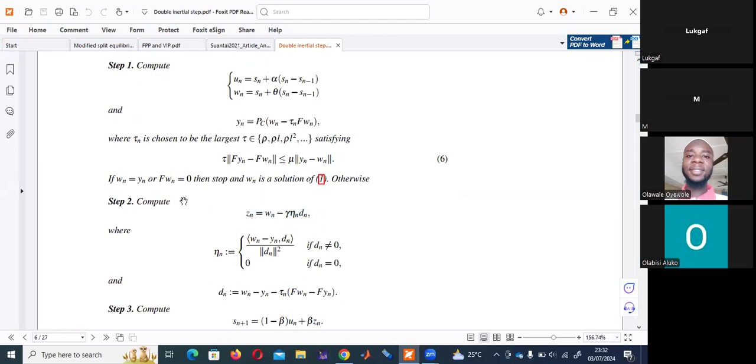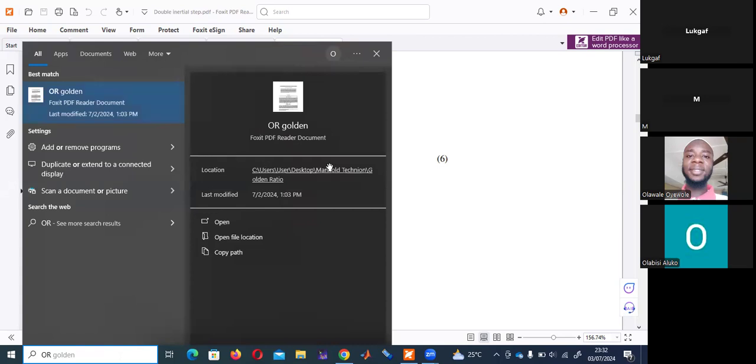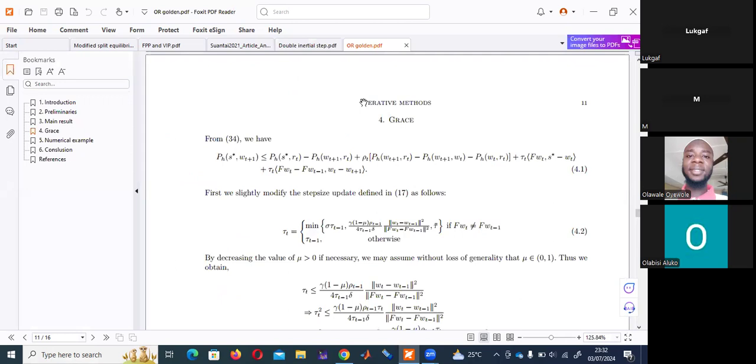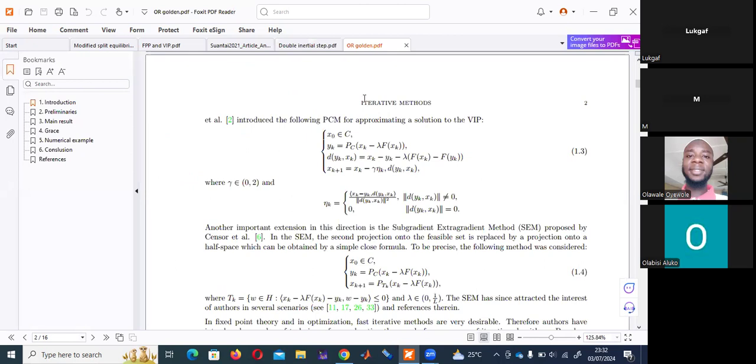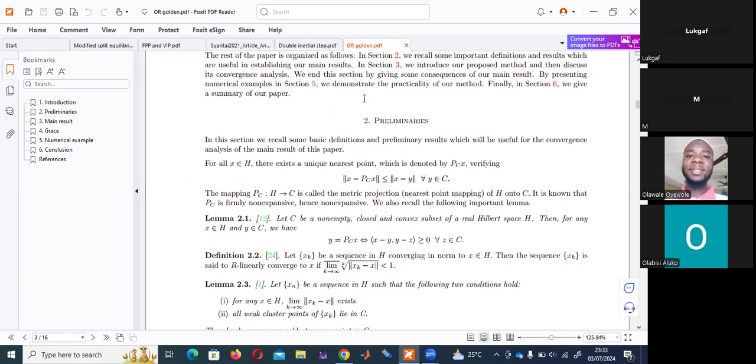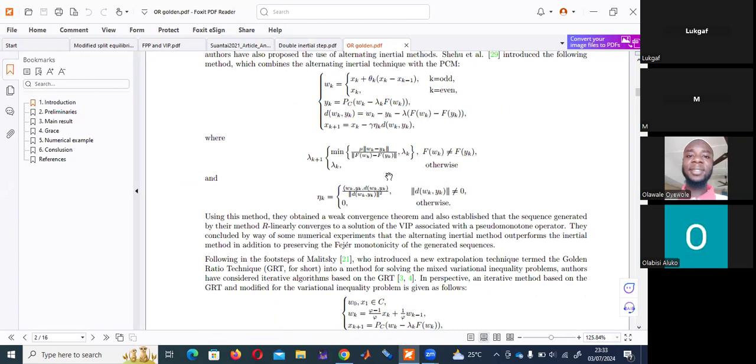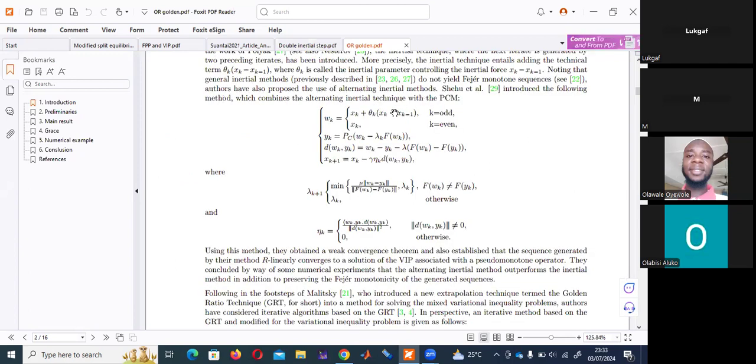So instead of this, we can change it to seng, or we can use subgradient. I have a paper where I improved this contraction. The projection contraction is the method those authors used in that paper, and we change it to subgradient. I'm going to add it to this. Those authors applied alternating inertia, and the projection contraction has projection and contraction steps.